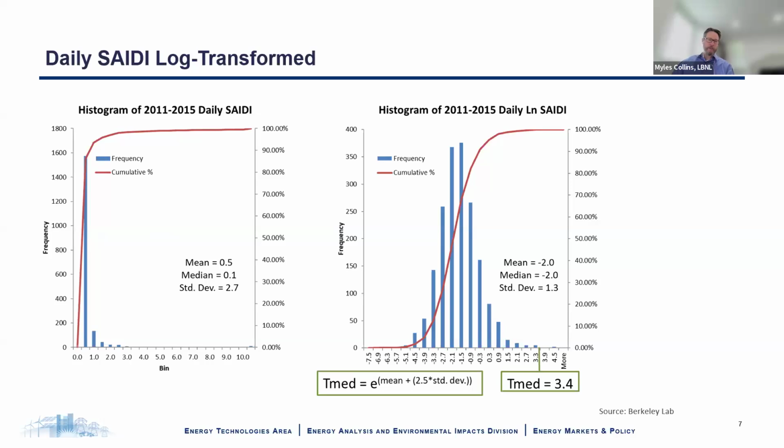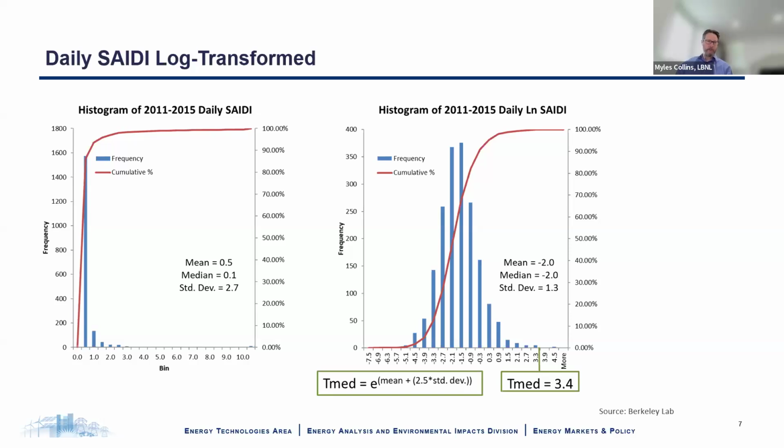For finding that threshold, we would reorder that data into a histogram. We see that same data on the left, clustered toward the left around the shorter durations with a tail stretching to the right. And then we take the natural log, as I mentioned, of each daily SAIDI value in the data set, and we see that on the right. And that looks more like a normal distribution.